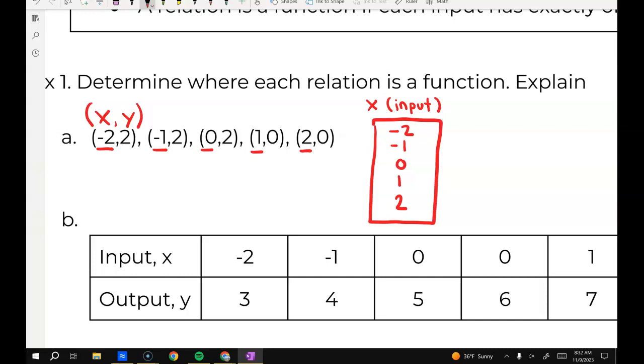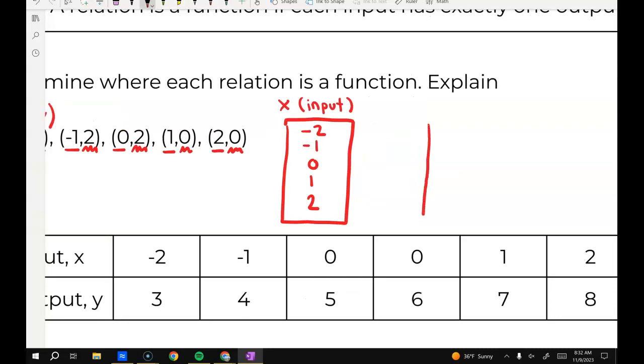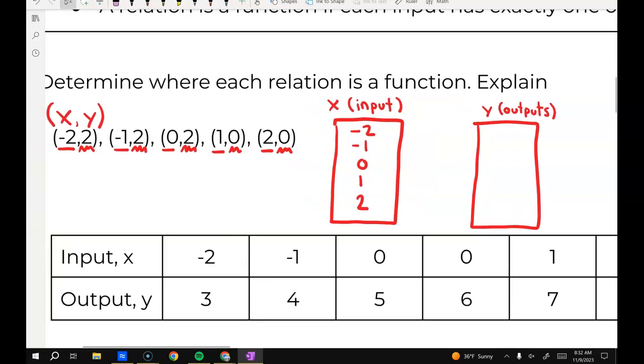I'm going to do the same thing with my y values, which are my outputs. I'm going to put all of these in their own box, just next to it. We're going to say these are our y values, or our outputs. I'm going to list them all. It was 2, another 2, another 2, 0, and 0.